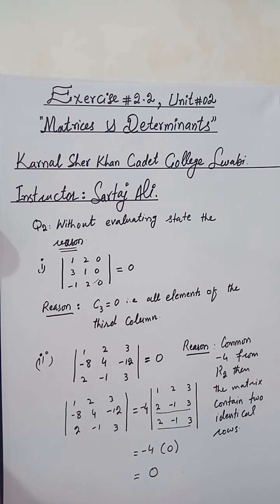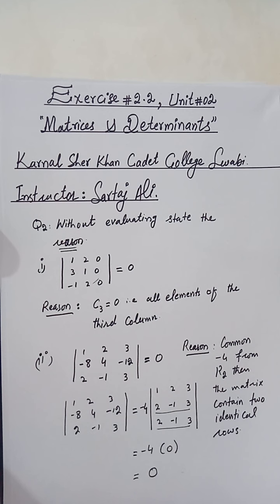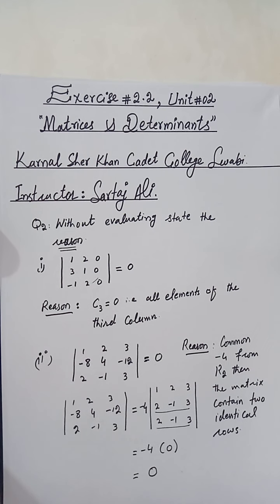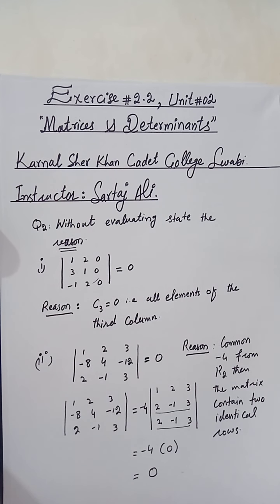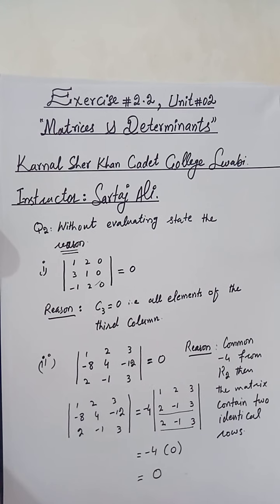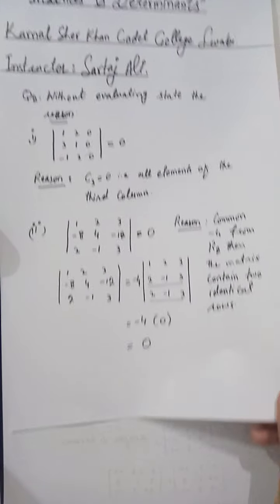You didn't need to evaluate, you didn't need to use the method of cofactor and minor to expand, and you get the answer equal to 0. Without evaluating, you need to give a reason for the following equalities.